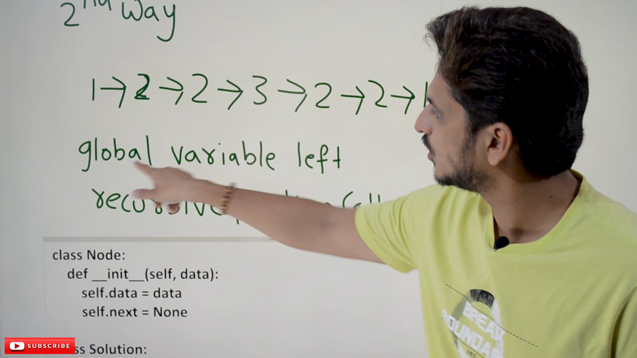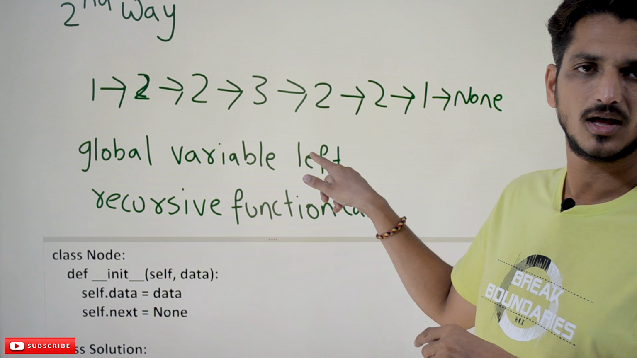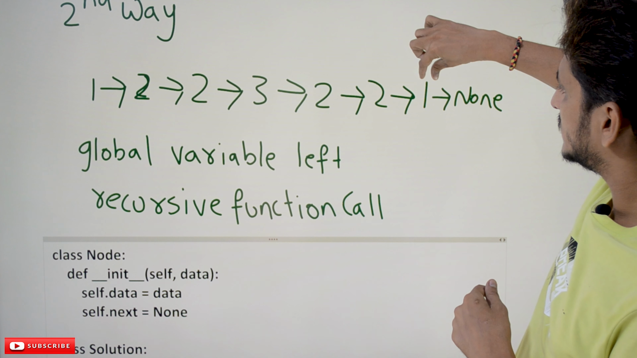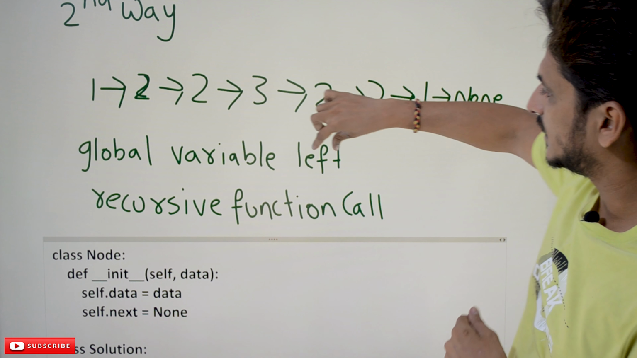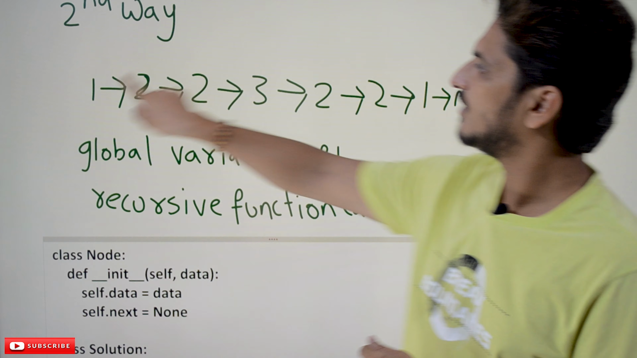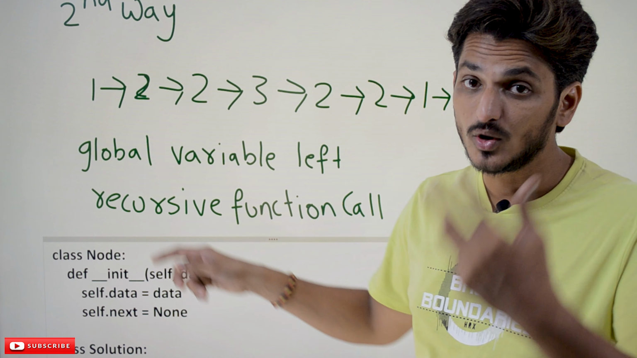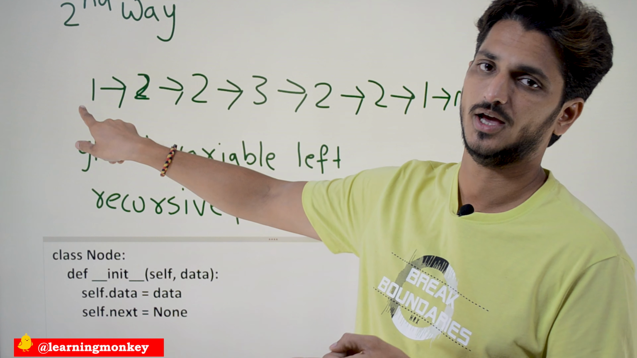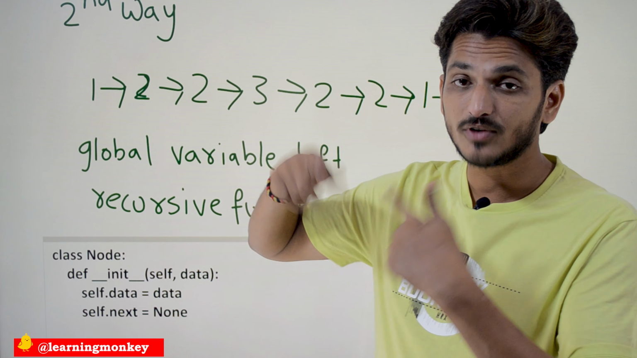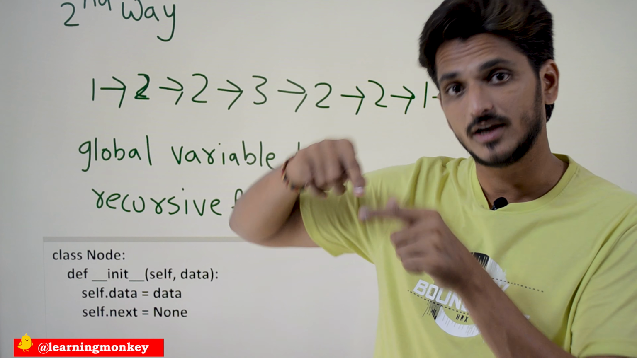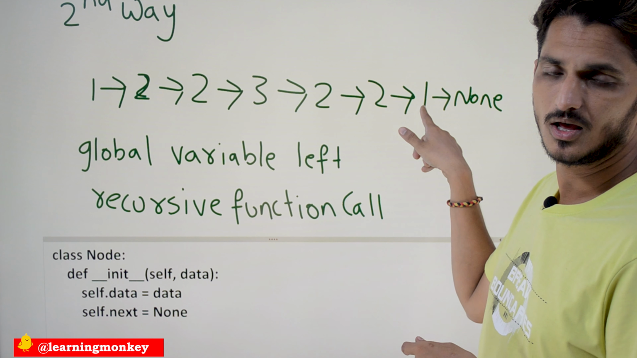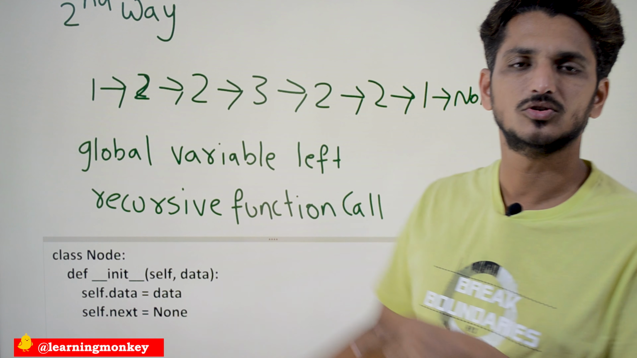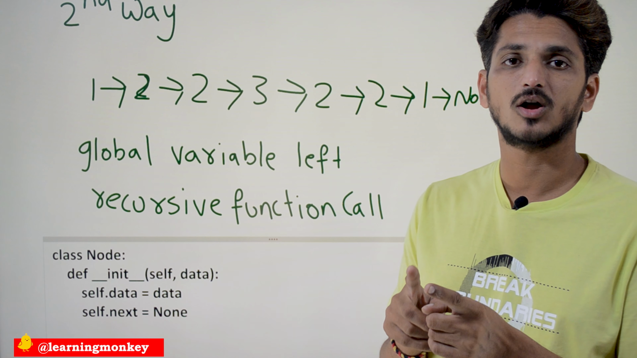We take a global variable left. Why are we taking a global variable? Because the last function is pointing to this node, but we need to check this one with the first node. That's why we take a global variable left. Left points to the first node. In the recursive function call, the local variable right points to the last node and the global variable left points to the first node. Check whether both are equal or not.